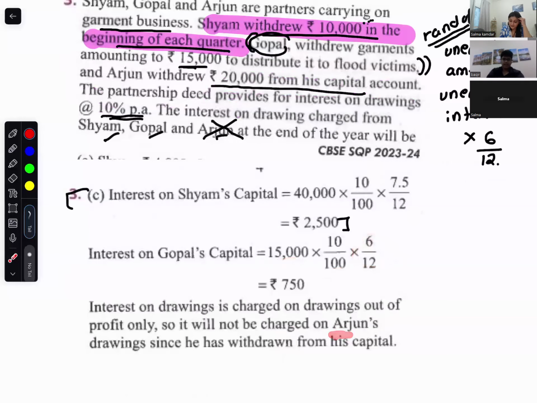Arjun, interest on drawings is charged only to drawings out of profit. Arjun has withdrawn his capital, so no interest on drawings for Arjun. So you have to calculate for Sham, Gopal, and Arjun. Gopal. Okay? Try and calculate. I'll wait for you.